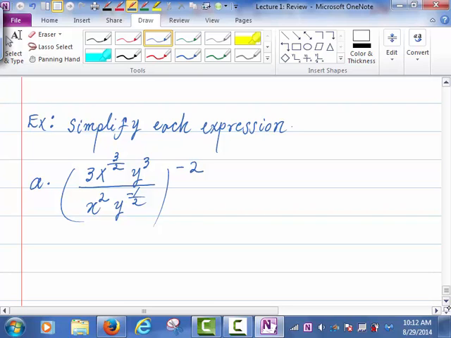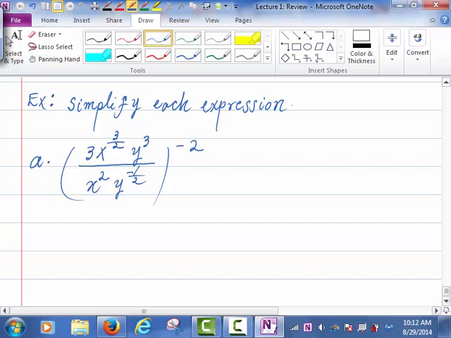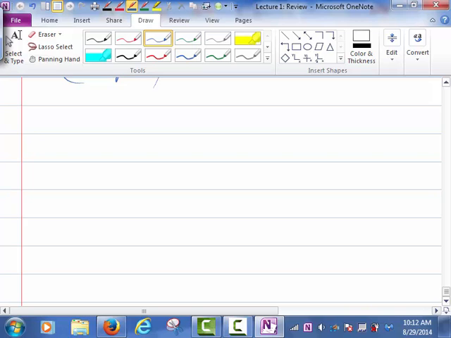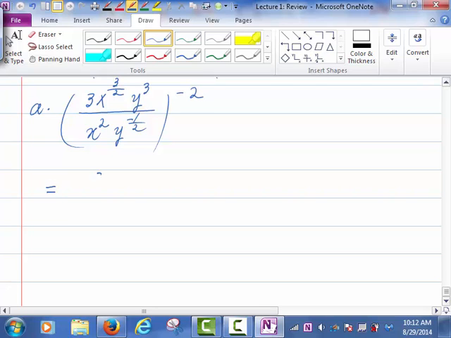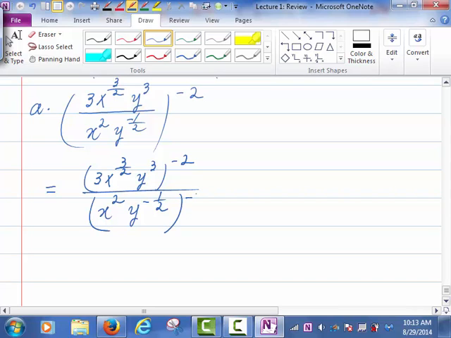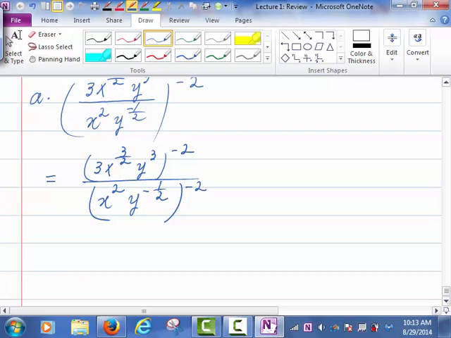Okay. So what should I do in this case? Well, there are various different ways you can start the problem. What I'm going to do is, first of all, raise the numerator to negative 2 and raise the denominator to negative 2 as well, separately. So this would be equal to 3x to the 3/2 y cubed to the negative 2, over x squared y to the negative half to the negative 2. Okay.